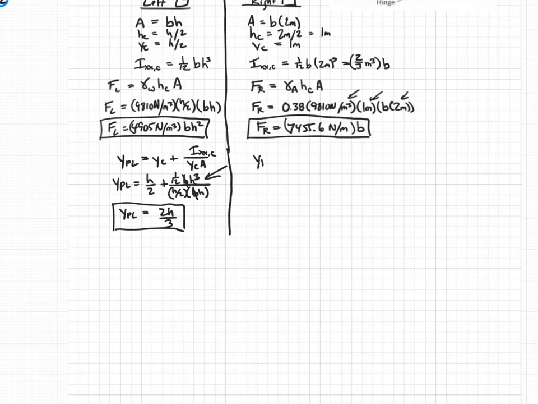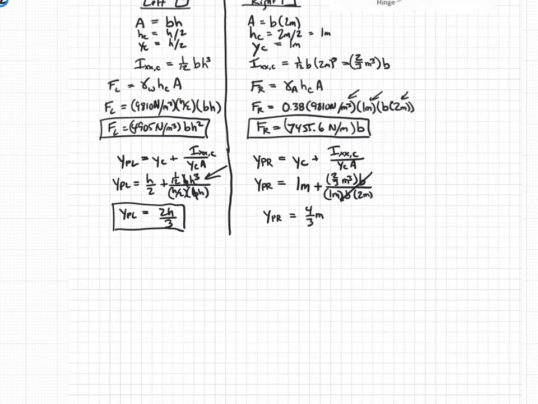Okay, and then over here I'm going to do YPR, which is going to be YC plus, same formula. So YPR equals, let's see here, YC is, this side's a little bit easier because we have numbers. 2/3 m cubed times B, YC is 1 meter, and A is B times 2 meters. The B's cancel, and we just get meters, and so we get 1 meter plus 1/3 of a meter, so YPR equals 4/3 of a meter.